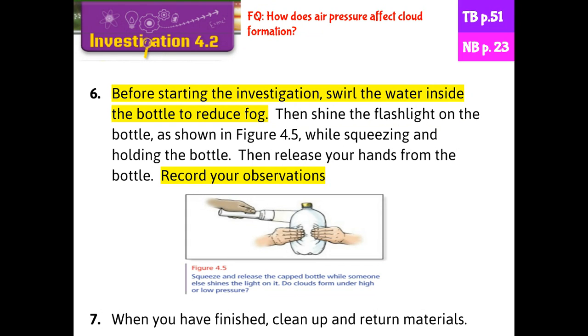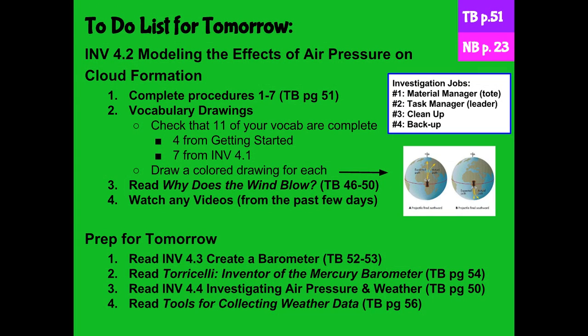So our to-do list for today is to complete Investigation 4.2. There are 7 procedures for that, on textbook page 51. You have 11 vocabulary words that you've completed already, 4 from the Getting Started and 7 from Investigation 4.1. You need to add a colored drawing for each. I put an example off to the right of the Coriolis effect, but you need a colored drawing for each.